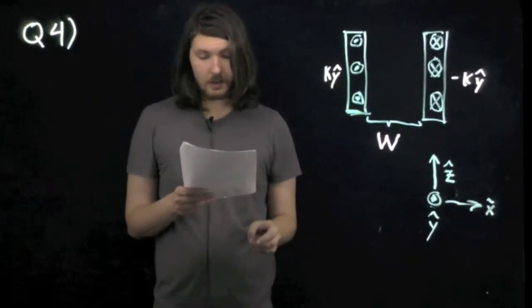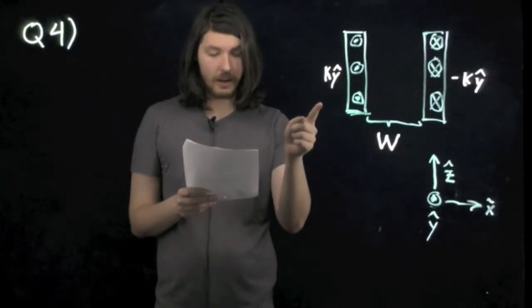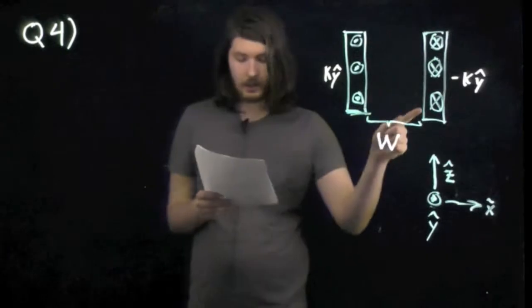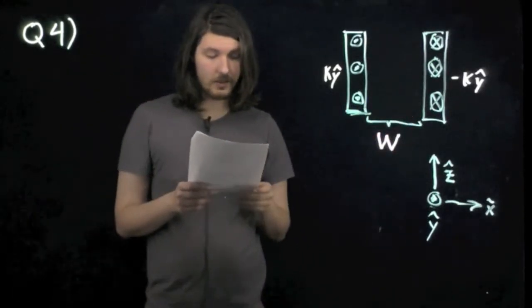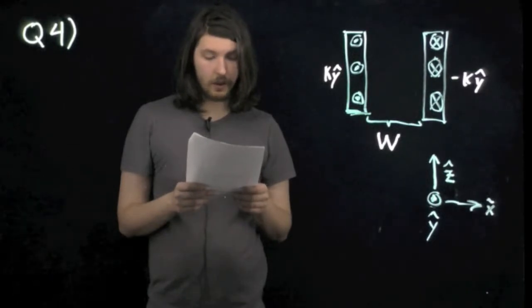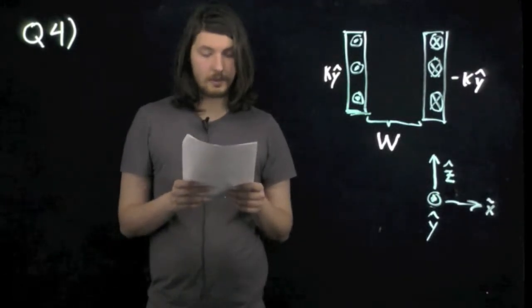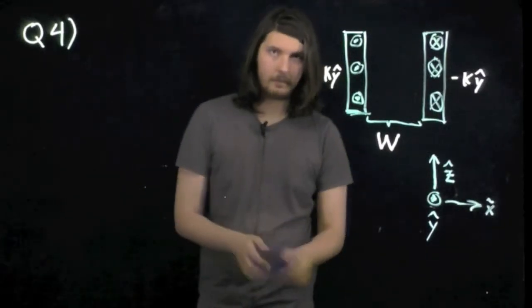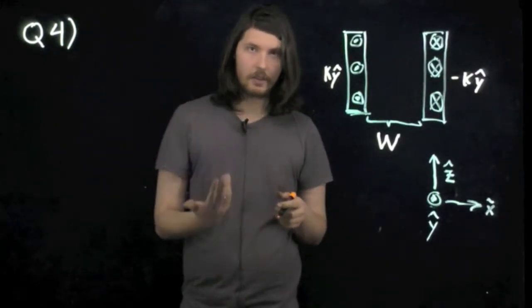For this part, the left sheet contains a constant surface current K y hat, and the right sheet contains a constant surface current of negative K y hat. What is the energy density, energy per unit volume, from the magnetic field in the empty space? Before we do anything, the first thing we want to figure out is what the magnetic field is.